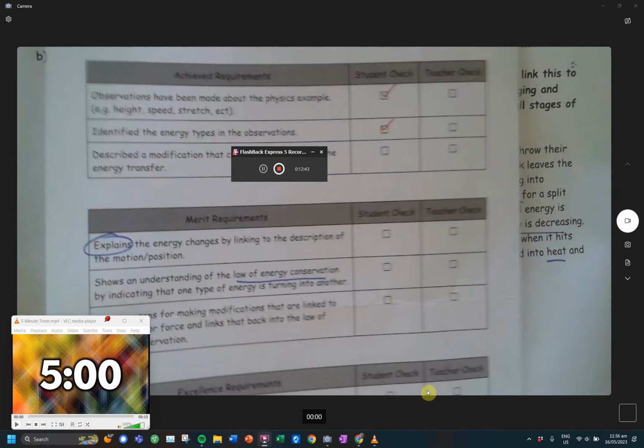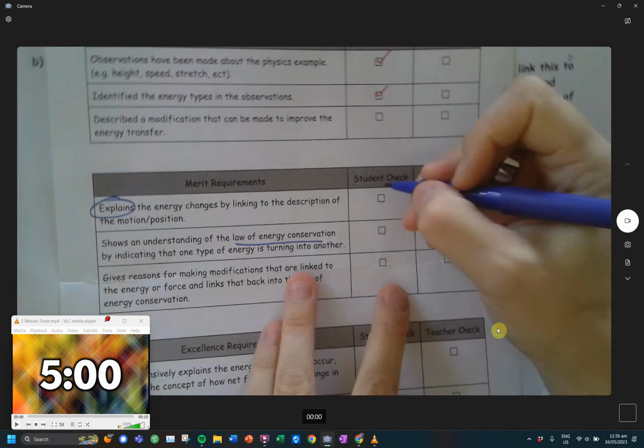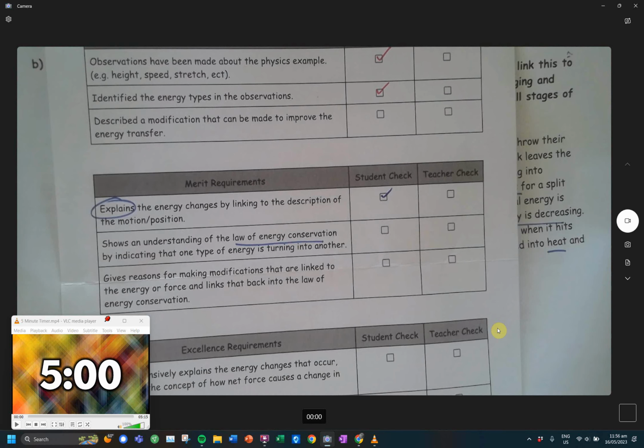So if we're looking back at that checklist, did this explain the energy changes in the throwing the book example? Yes, it did. Did it show understanding of the law of conservation? Yes. We're showing that energy is not created or destroyed, it's just transformed, and we're stating where it's coming from and going to.